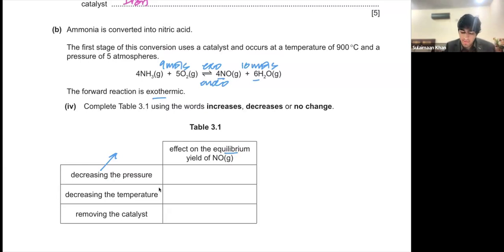तो अगर आप more moles of gas favor करेंगे, which is the right hand side, what should happen to the equilibrium? It shifts to the right, and what should happen to NO? The NO amount would increase.